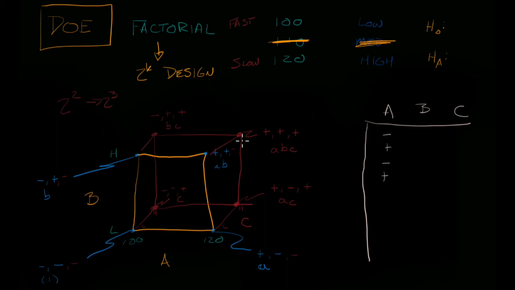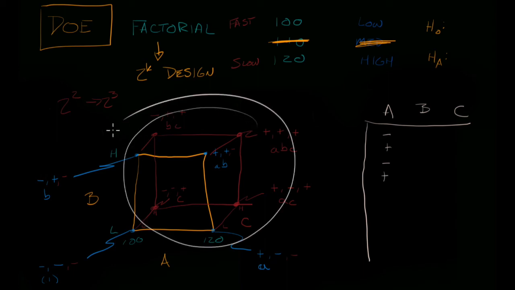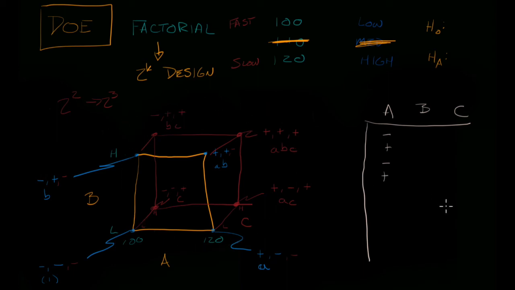And how many of these are there going to be? Well, however many points there are in a cube, or how many corners there are, which is 8. So minus, plus, minus, plus. So when we do this standard order, this is the nice thing about it, is we just alternate every 1. And then for B, we're going to alternate every 2, minus, minus, plus, plus, minus, minus, plus, plus. And then for C, we're going to alternate every 4.